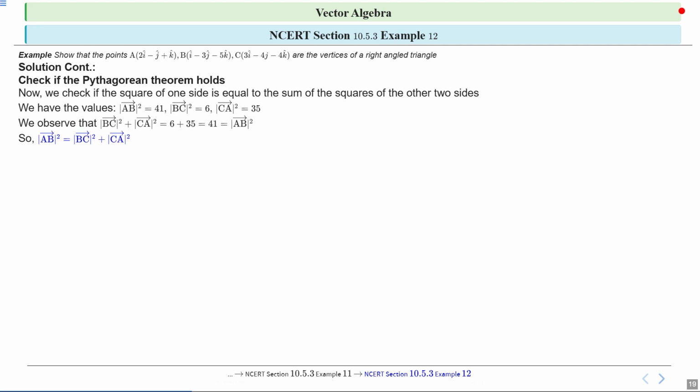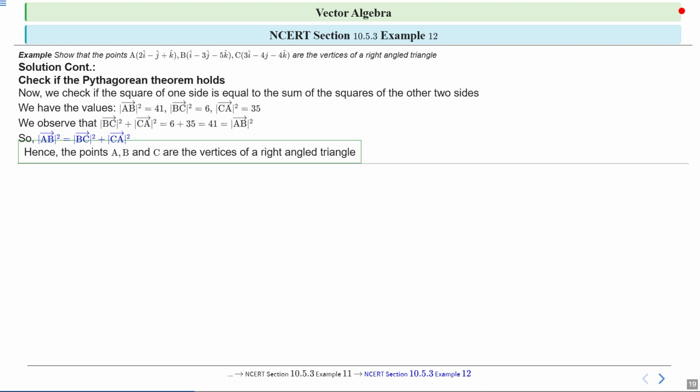So magnitude of AB vector square is equal to magnitude of BC vector square plus magnitude of CA vector square. Hence, we can say that the points A, B, and C are the vertices of a right angle triangle.